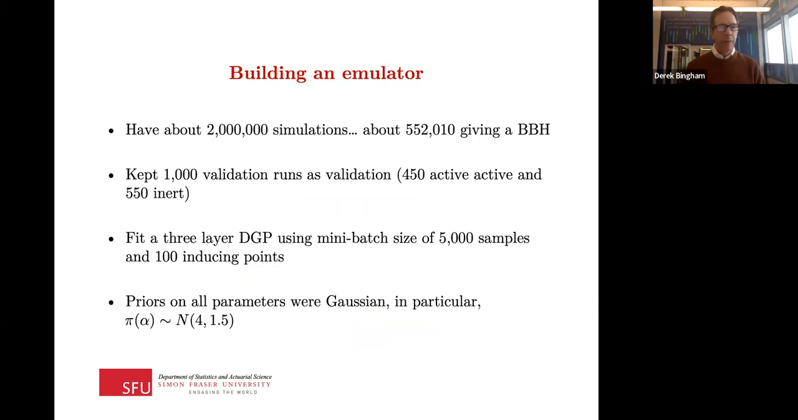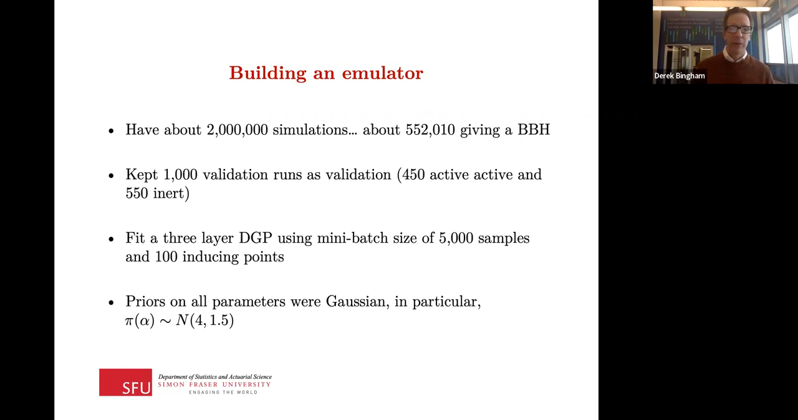All right, we kept about 1,000 validation runs aside. 450 were active and 550 were inert. We could have kept a quarter, but really want to do well on those active parts. We fit a 3-layer deep GP with a mini batch size of 5,000, and we had 100 inducing points.